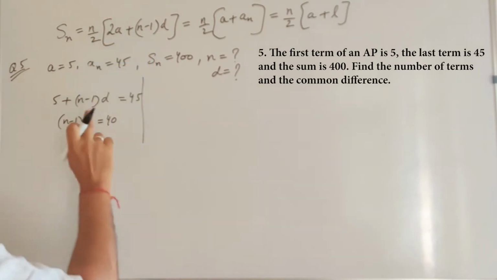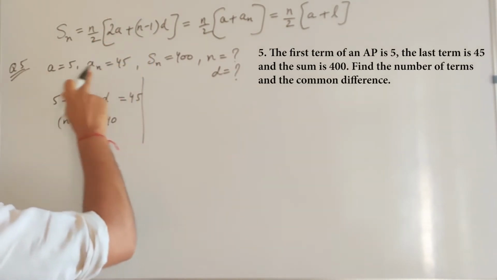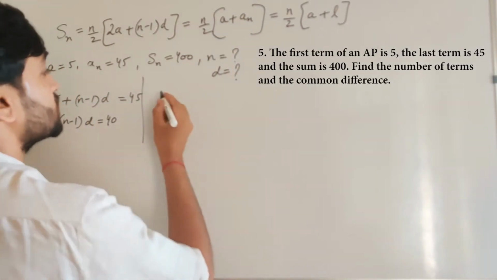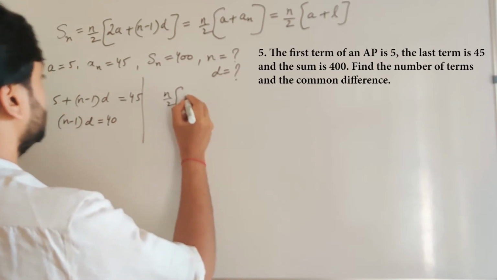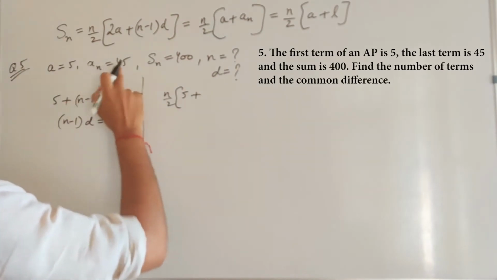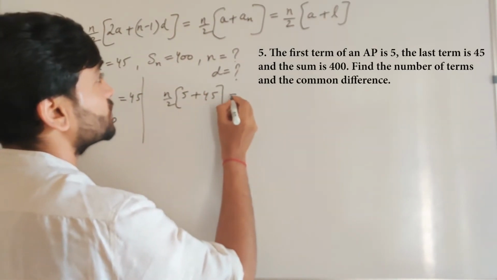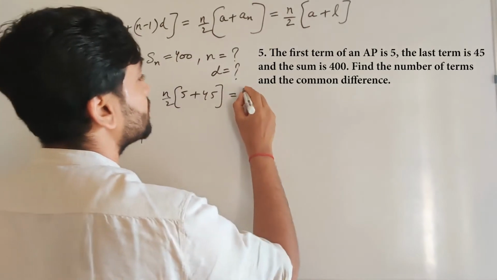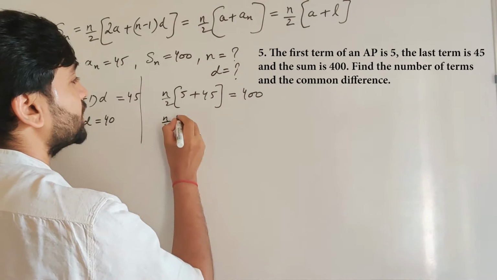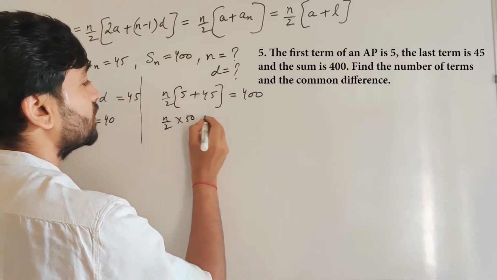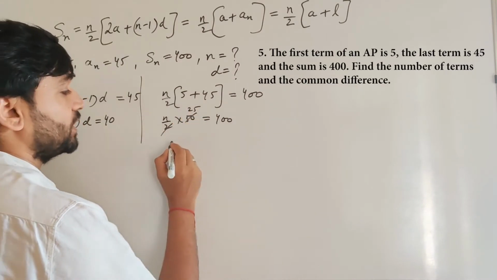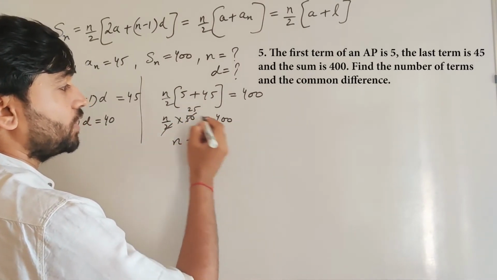For Sn, because an is known, the last term, and the a value is known, I'll use the formula n by 2 into a plus an. So n by 2 into a, which is 5, plus an, which is 45, equals 400. This is what we get. So we simplify further. n by 2 into 50 equals 400. Now this 2 and 50 cancel by 25. So n becomes 400 by 25.